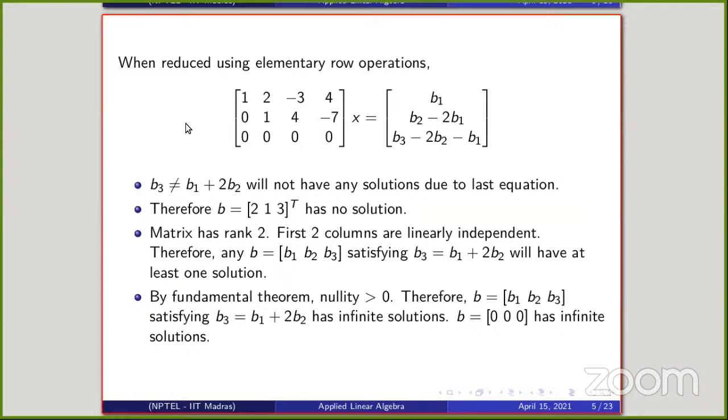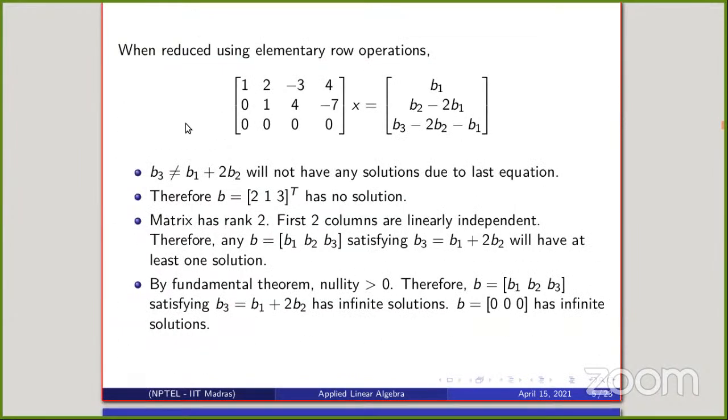So (0, 0, 0) obviously satisfies B3 equal to B1 plus 2 B2. So it also has an infinite number of solutions. This is the first question. Next.